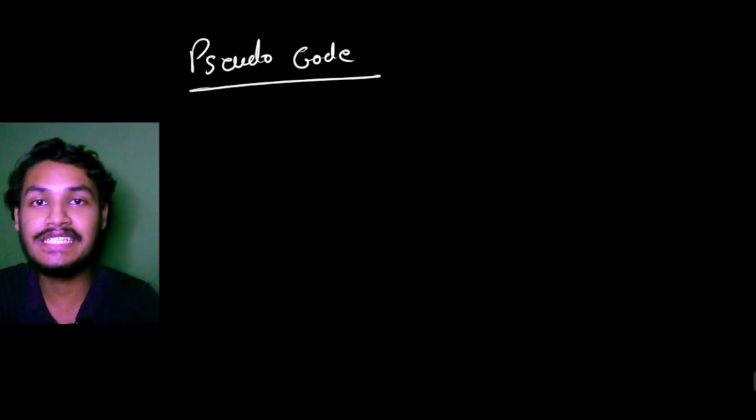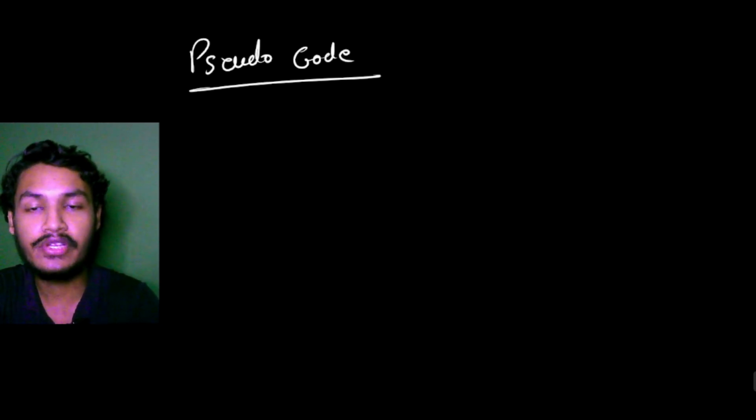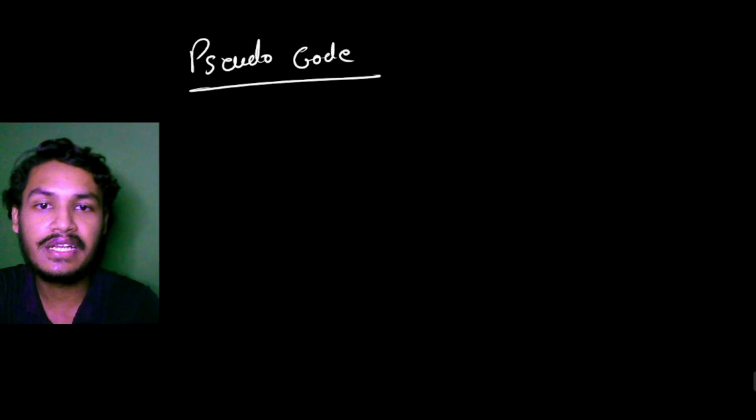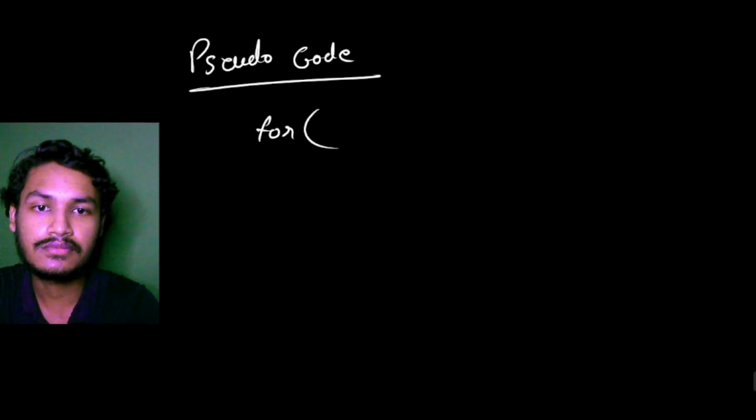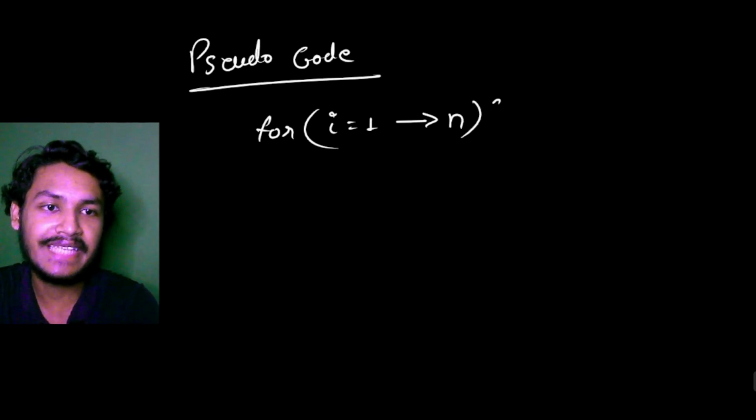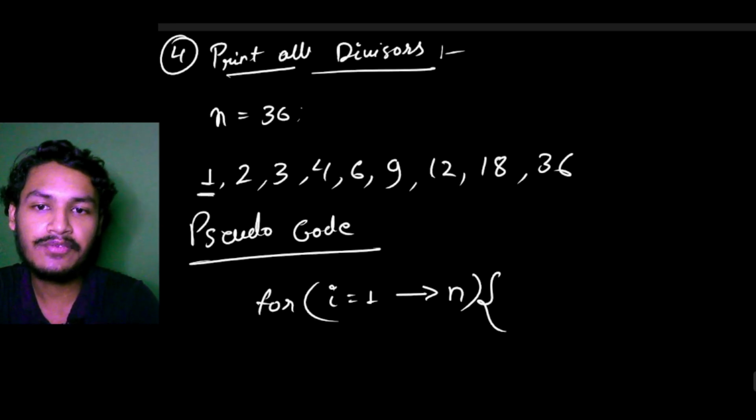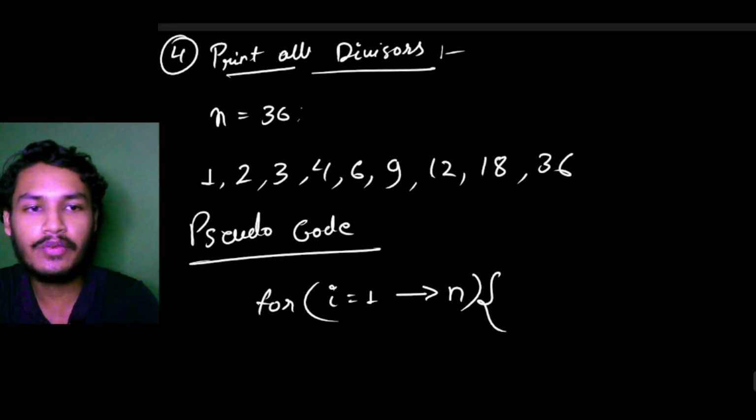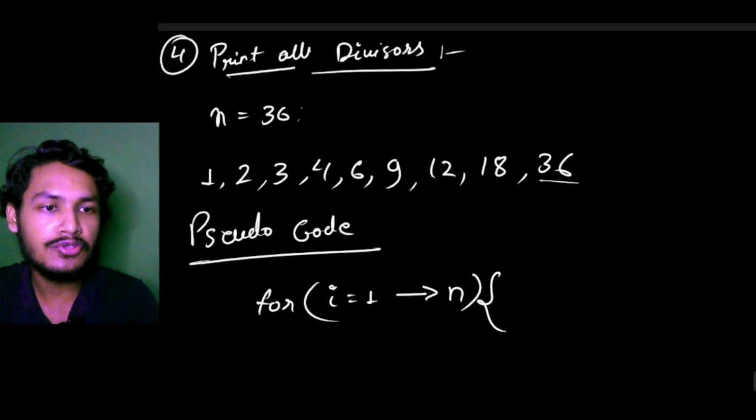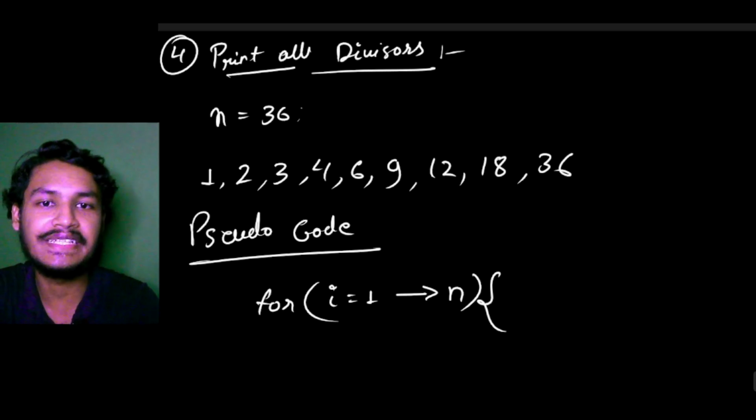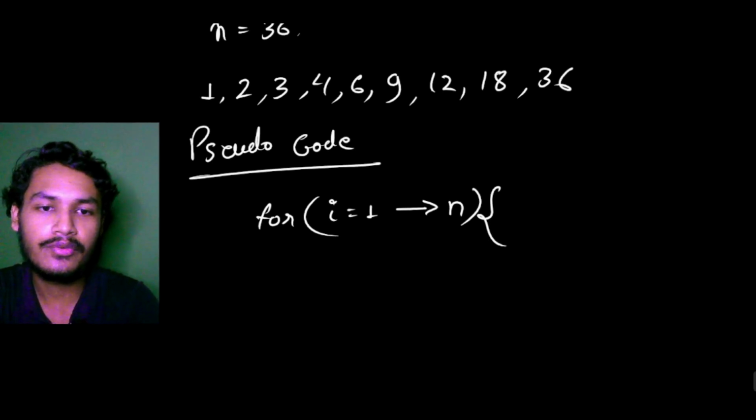All right, so we will discuss the most naive approach, the brute force approach, in which we can solve this question. We will run a for loop from i equals 1 to the number itself. You can see that i is starting from 1 and going to 36, meaning the number itself. So we will run the for loop from 1 to n.